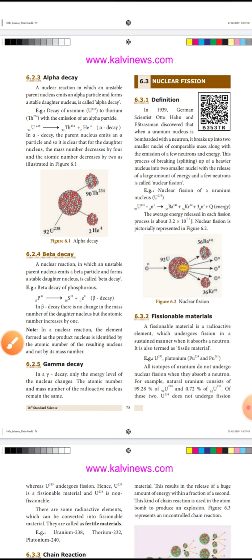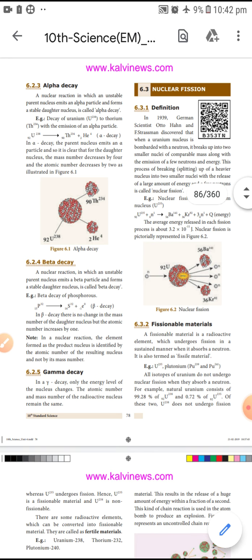Second one, beta decay. Beta means negative particle. A nuclear reaction in which an unstable parent nucleus emits a beta particle and forms a stable daughter nucleus is called beta decay. Example, phosphorus.